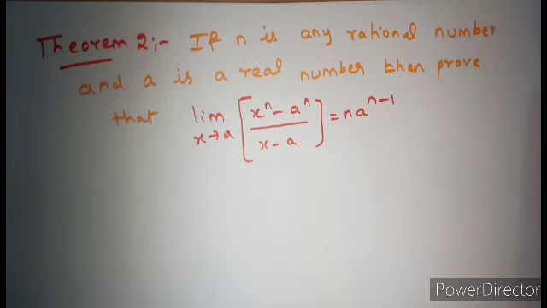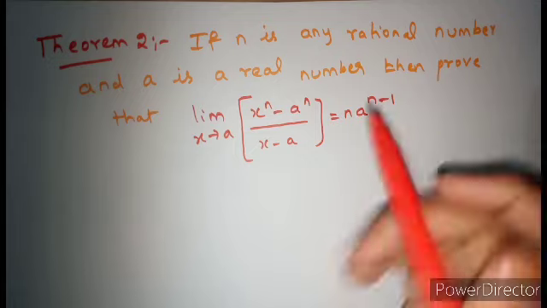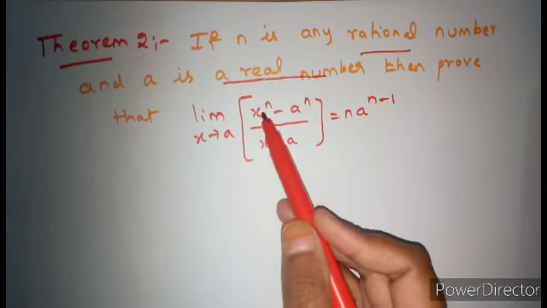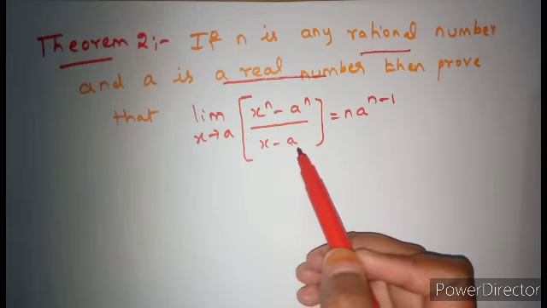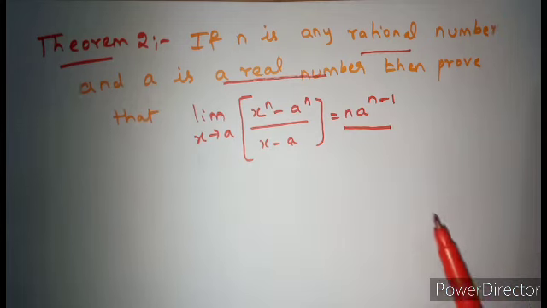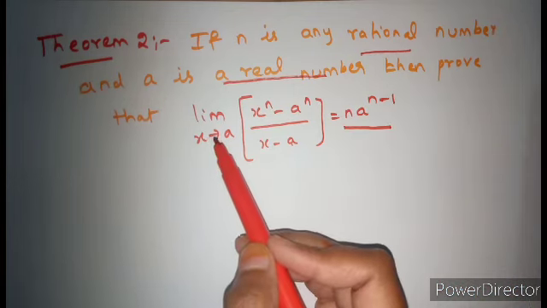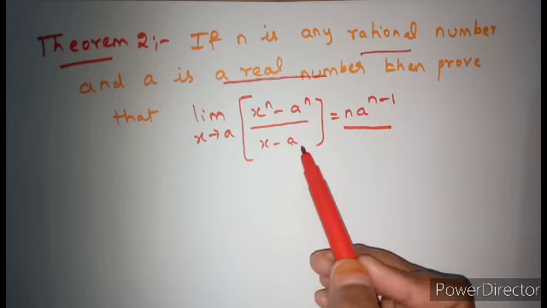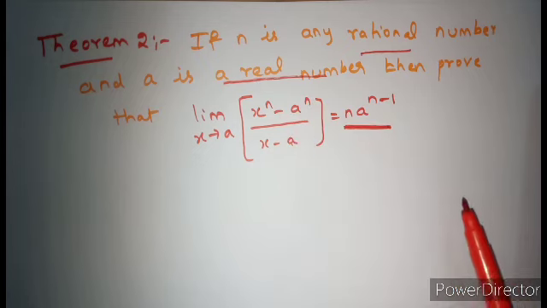Hello students, so today in this video we will discuss Theorem 2 in the Limits and Derivatives chapter. So let's get started. The theorem says: if n is any rational number and a is a real number, then prove that the limit as x tends to a of (x^n - a^n)/(x - a) is equal to n a^(n-1). Here we have to prove that this limit is n a^(n-1).